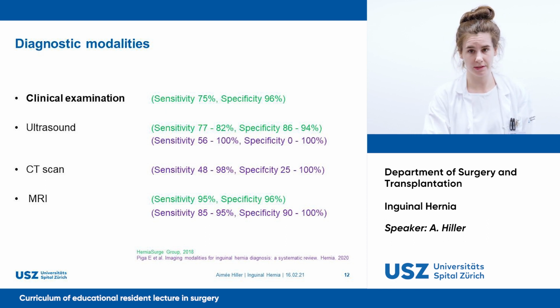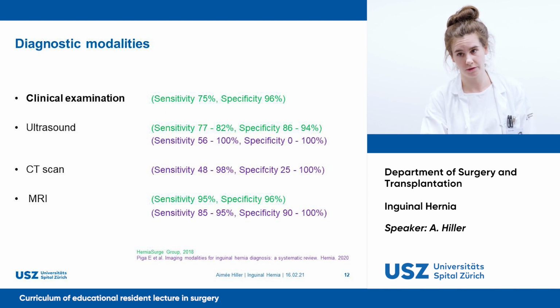So we rather use the CT scan because with the CT scan we can also do the pressure maneuver, and then we see very small hernias. MRI we would only use for young patients to spare them from the X-ray.